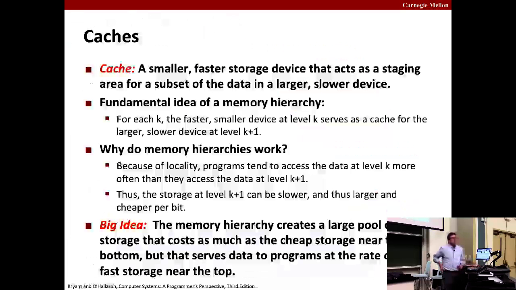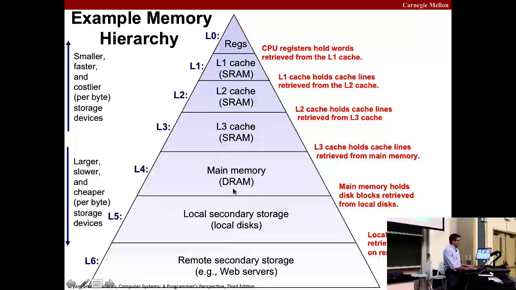Okay, so this all works because of an idea called caching. A cache, to a computer scientist, is a smaller, faster storage device that acts as a staging area for the data in a larger, slower device. Just like here, you can think of your main memory as a cache for data that's stored on disk, right? You read data from disk and then you store it in main memory. You can think of the main memory as a staging area. So once you get the data from the disk, you don't access it again on the disk, you access it in memory, which is much faster. Okay, so this idea propagates all the way up the hierarchy.